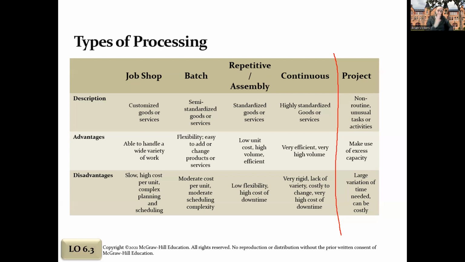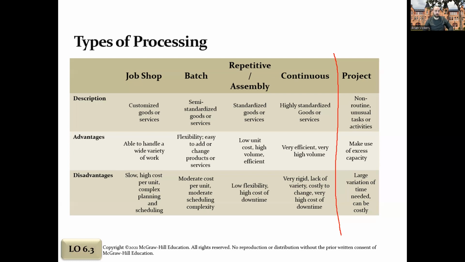So you've got extremes on one end or the other, with batch and repetitive / assembly being effectively different terms for the same thing. Fairly standardized goods or service. The cost per unit is low because you're making so many of them.